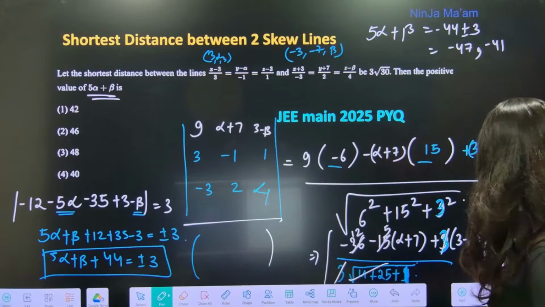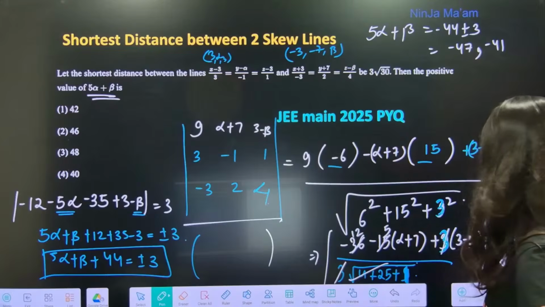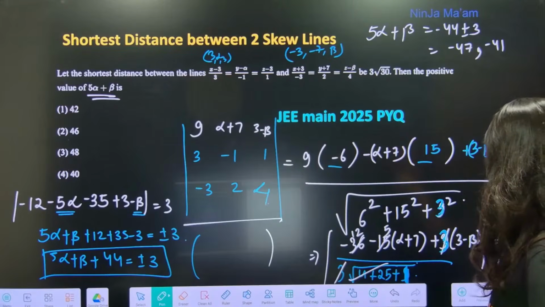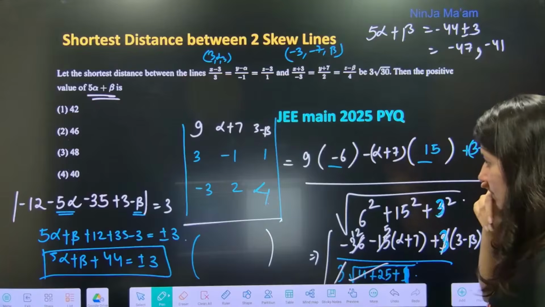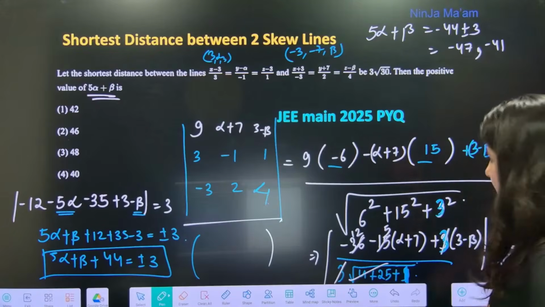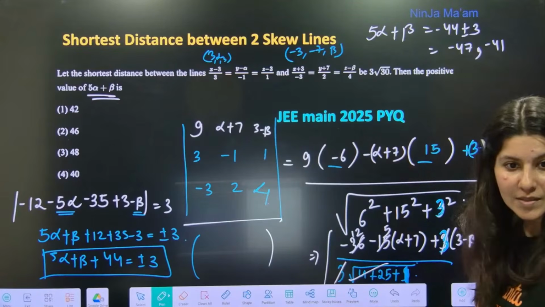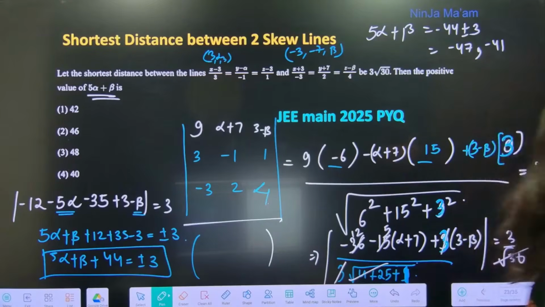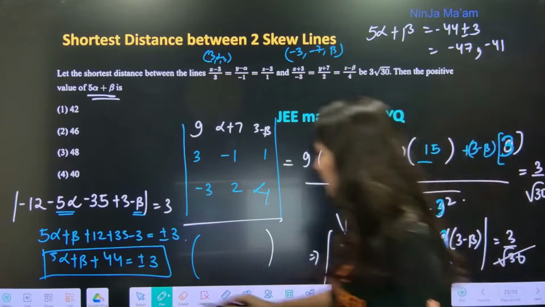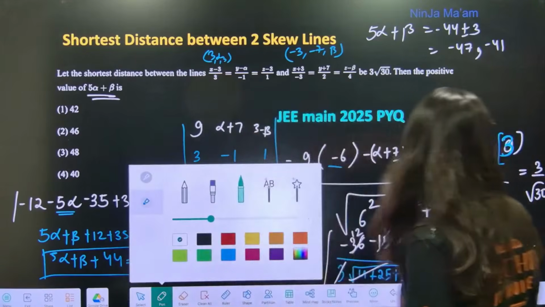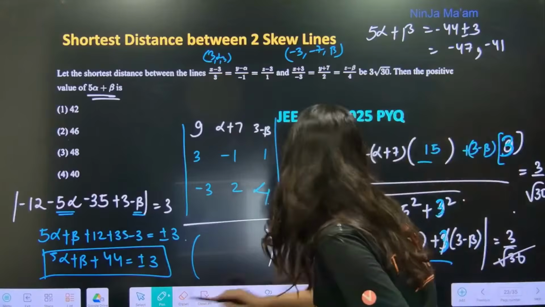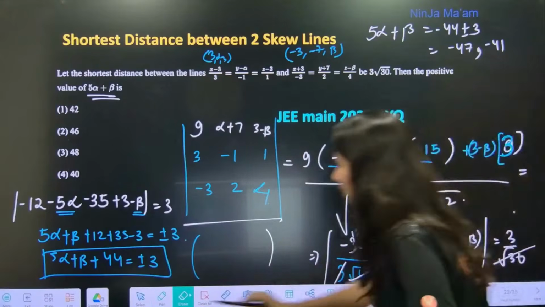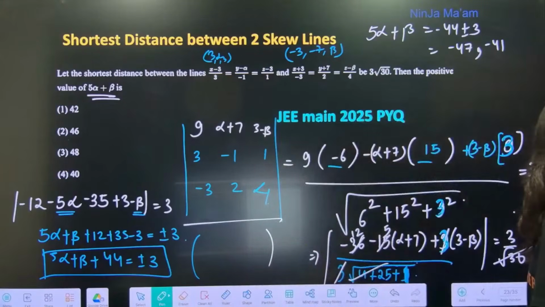Root 30 cancelled. 3 cancelled. Okay. And 3 cancelled. So this is 3. This is plus minus 3. Oops, 3 by root 30. Oh, sorry. What I have written is 3 by root 30. The right hand side is wrong. Right hand side should be 3 root 30, no? Okay, so this is 3 root 30.